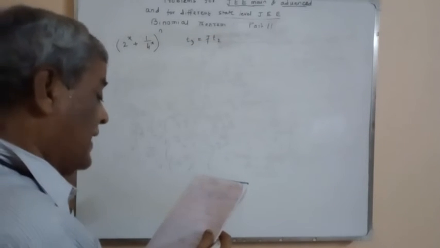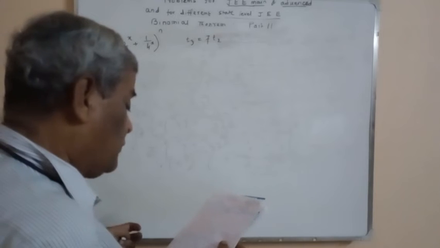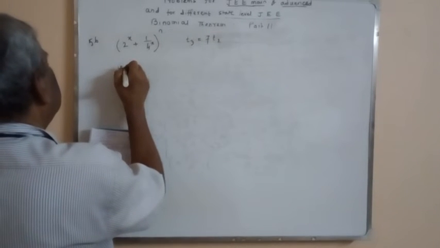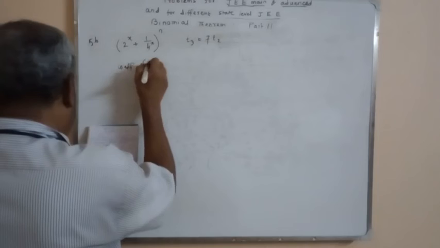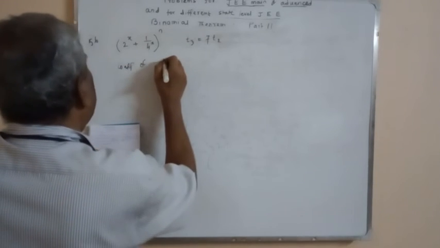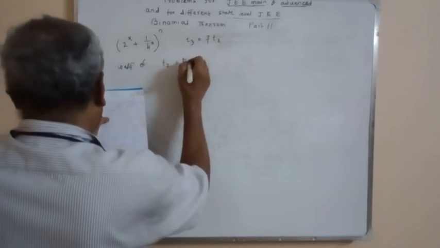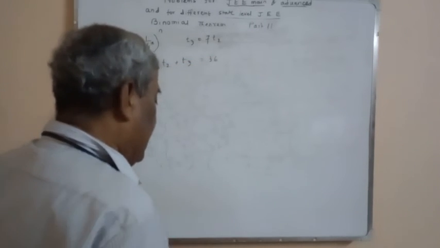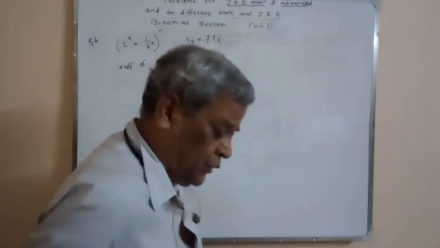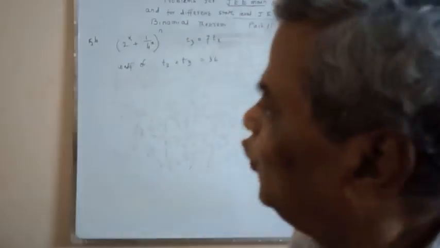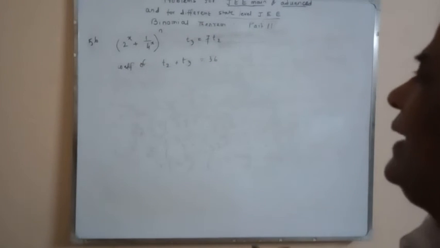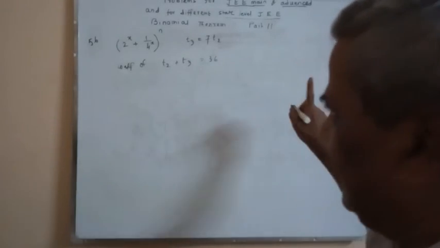That is the first information. And the sum of the coefficient of the second term plus the third term is equal to 36. Then we have to find n and x. So there are two pieces of information, and two unknowns, n and x. We have to find n and x.